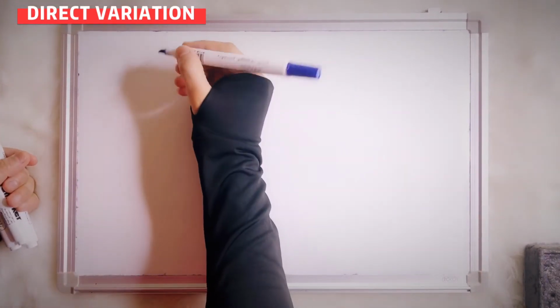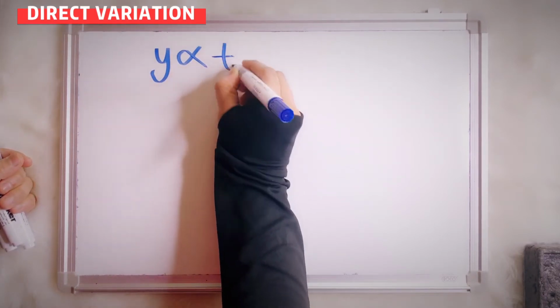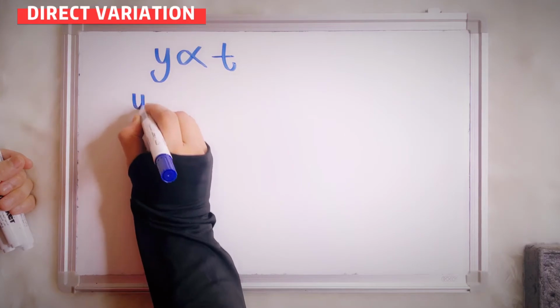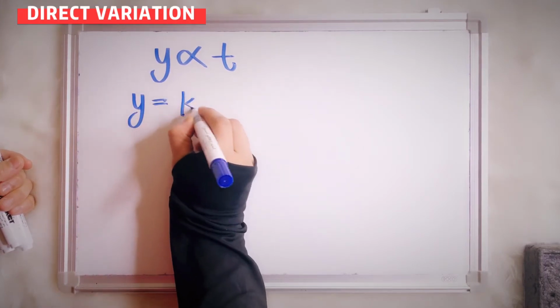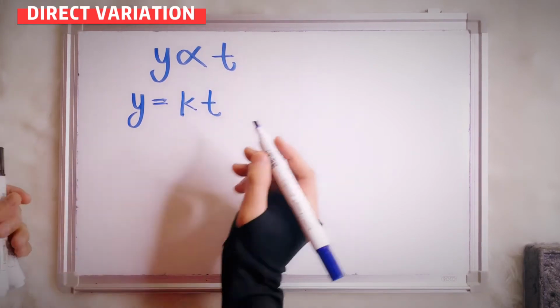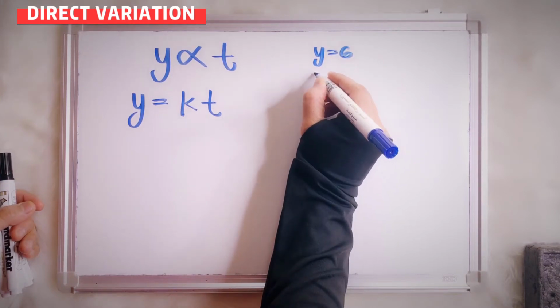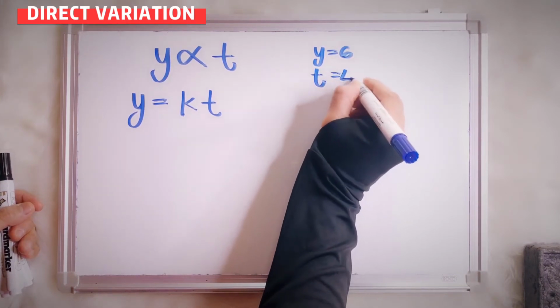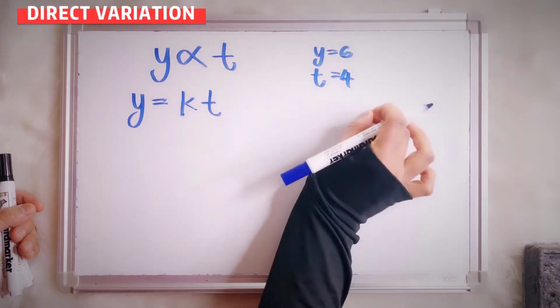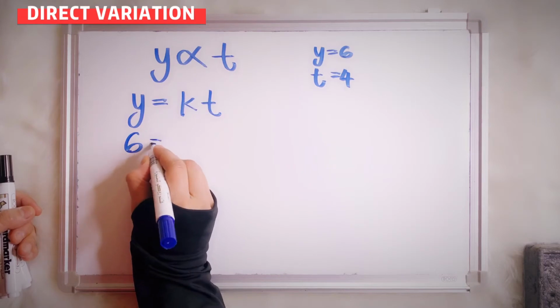Alright, now, okay, so let's say the first question is y varies as t. So that means you have to put y equals kt. You have to add on k, okay? Alright? So now your y will be 6 and your t will be 4. So you have to substitute this value inside this equation. So your y now is equal to 6, okay?